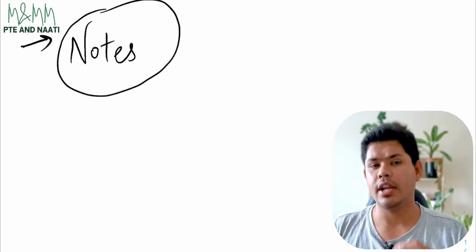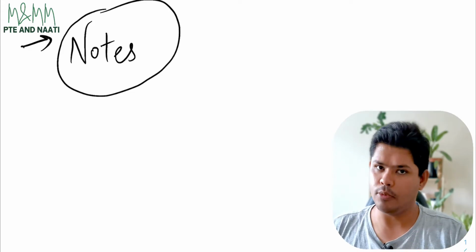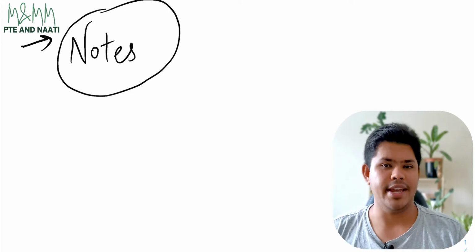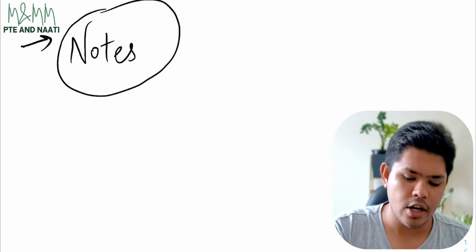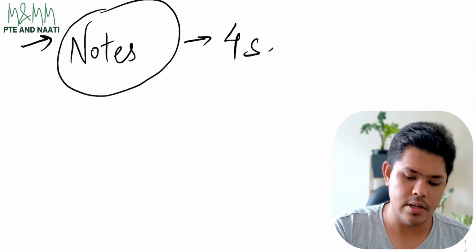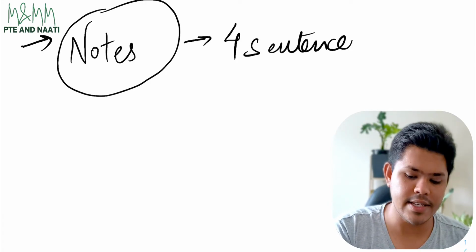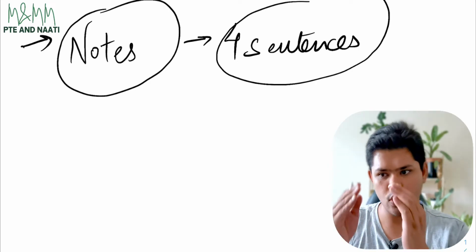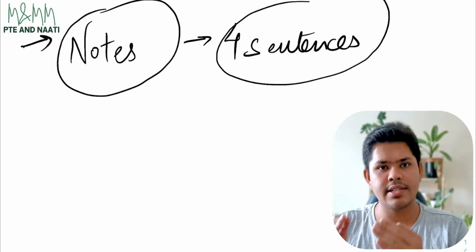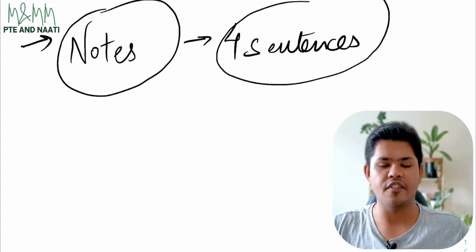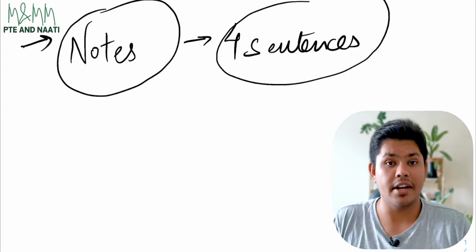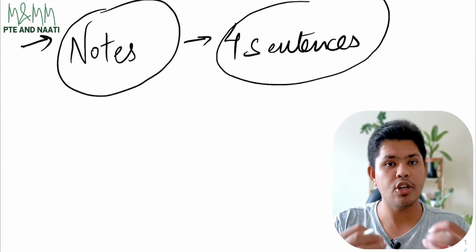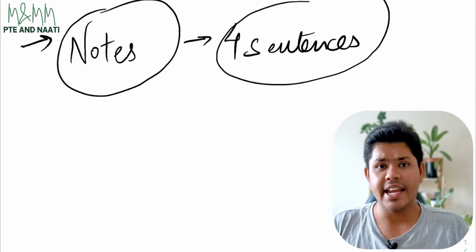Whatever you write down in your notes has to be from the audio. It cannot be your own creation. And you have to target to take 4 sentences. Now, when I say sentences, don't get scared just by looking at the word sentences. Sentence doesn't mean it has to be 10, 15, 20, 30 word long, only then it is a sentence. No. Anything you write, if it's making sense, it is a sentence.